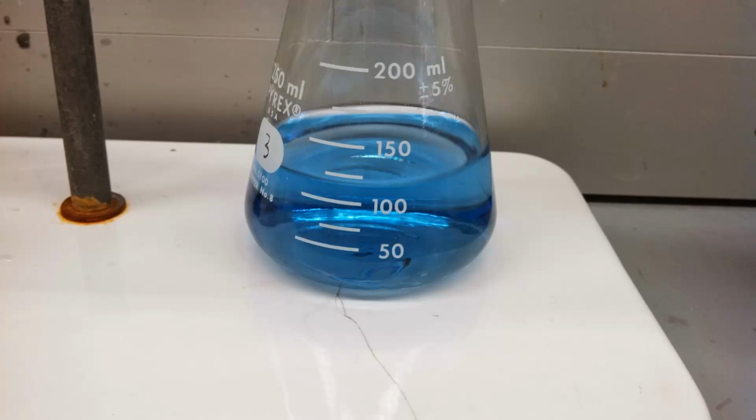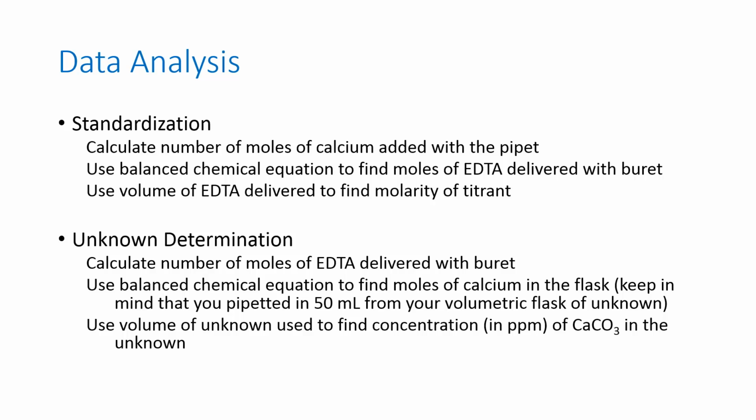You're going to do this for the standardization, and then you're going to do basically exactly the same thing, except you're going to pipette from your unknown flask instead of from your primary standard flask to do the unknown determination. So your data analysis looks the same as it did last time, really.